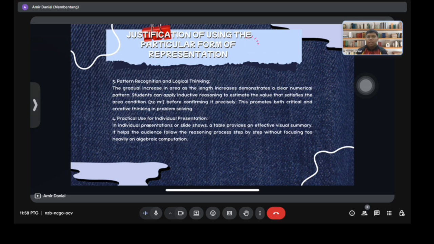And the last, practical use for individual presentation. In individual presentations or slideshows, a table provides an effective visual summary. It helps the audience follow the reasoning process step by step without focusing too heavily on algebraic computation. Okay, next.